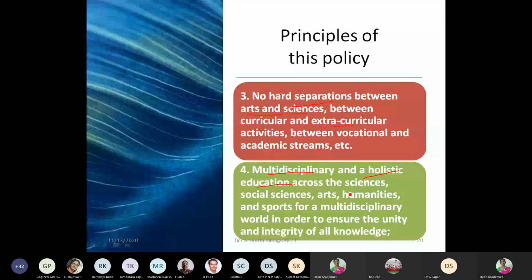And multidisciplinary and holistic education across the sciences, social sciences, arts, humanities, and sports, etc. Okay, so that means integrating all these, a student will be able to learn all these. That means not all, whatever direction they want, they can go. So multidisciplinary study, multidisciplinary degrees people are going to get.